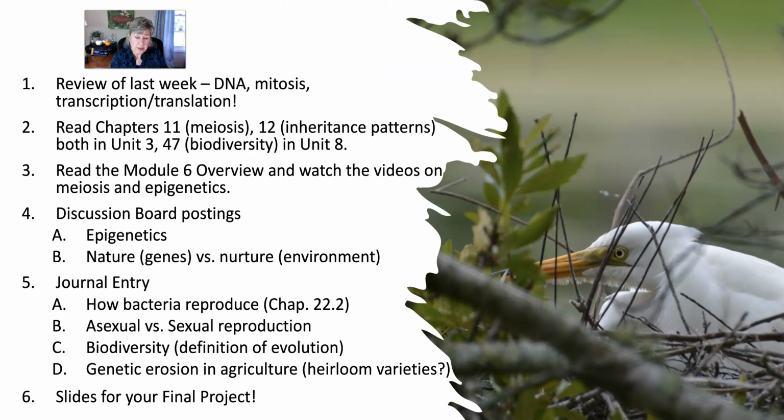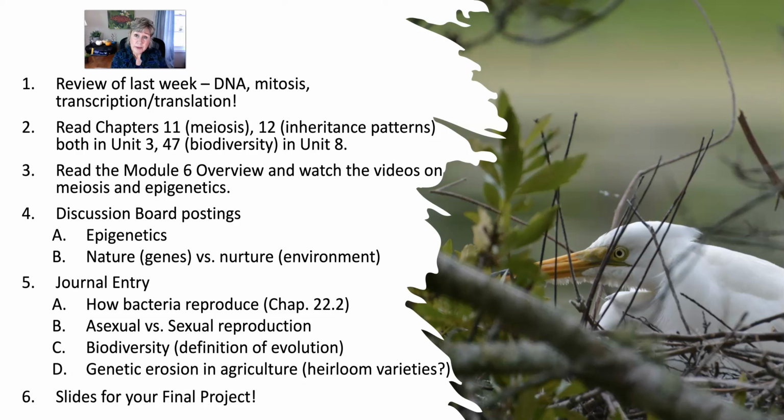Then you have a journal entry. And this one has a lot of parts to it. So make sure you write down everything that you need to discuss, because there are a lot of parts to it. How do bacteria reproduce? Okay, I'm sending you to chapter 22, section 2. This will give you everything that you need to know about bacterial reproduction and how bacteria get new traits.